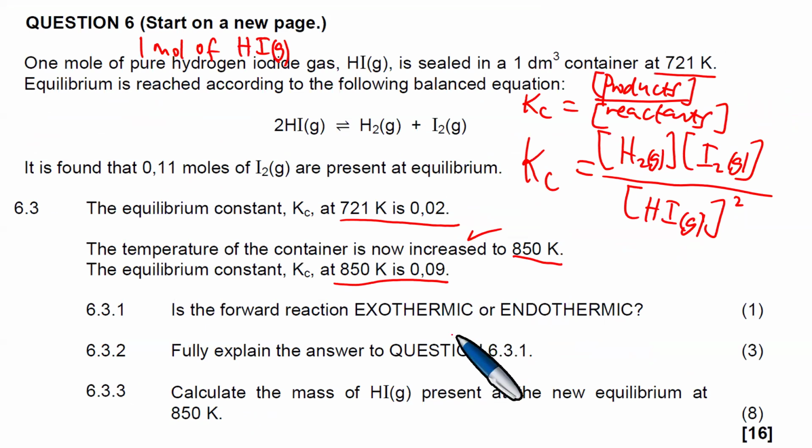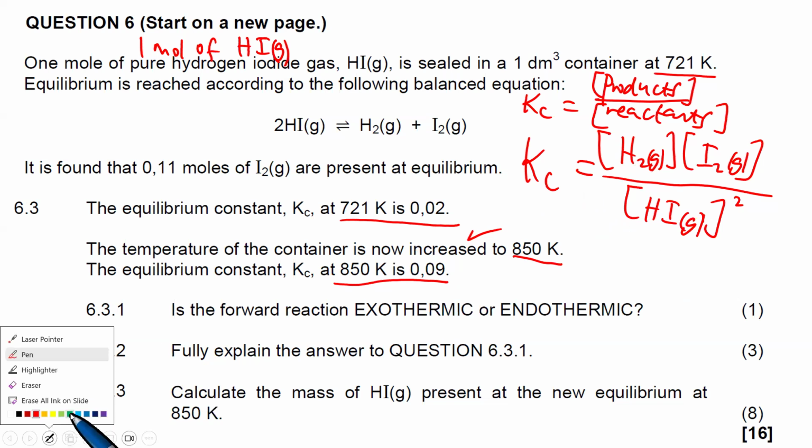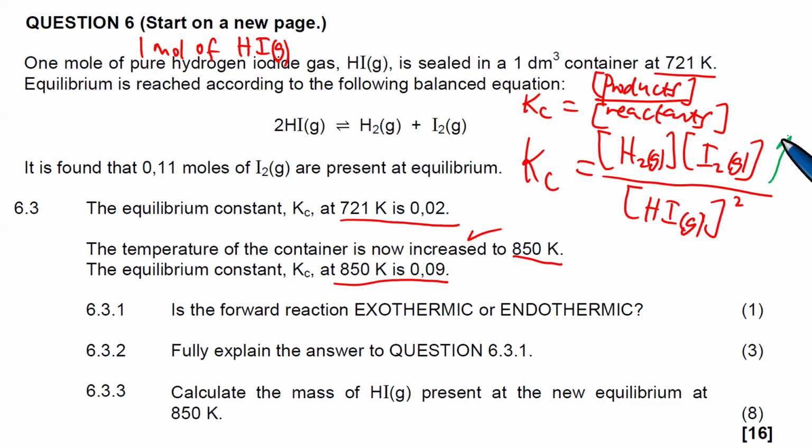Now, let's look at this here. If this Kc has now increased to 0,09, is the forward reaction exothermic or endothermic? Because if the Kc has increased, what does it mean? The Kc is now bigger. For this Kc to become bigger, it means that the numerator must become bigger. The denominator must become a little bit smaller, at least, or the numerator can become bigger and the denominator remains fixed.